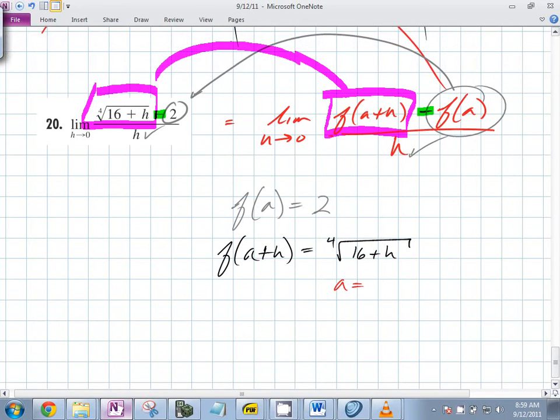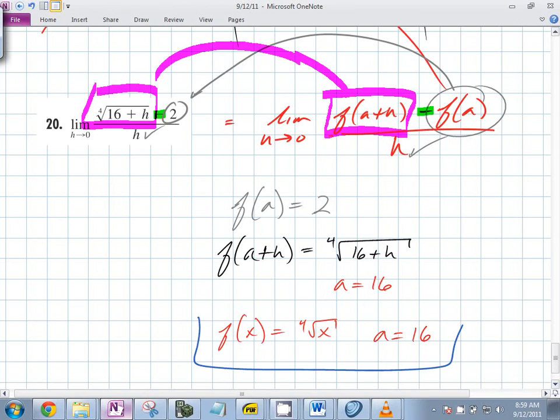And what function is acting upon the 16 plus h? The 4th root. What's the 4th root of 16? 2. So in this case, f of x is going to be the 4th root of x, and a is going to be 16. So this is the derivative of the 4th root of x at what x value? 16. Cool? Excellent. Okay, please put everything away except the pen.